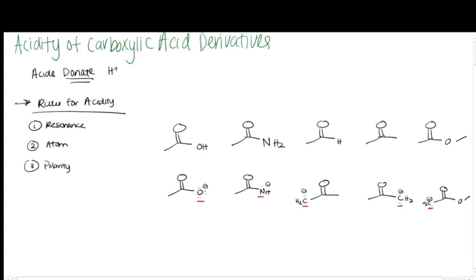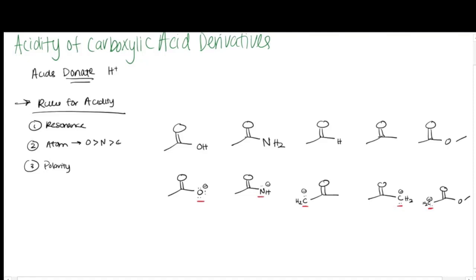The first thing you really want to take note of is resonance, because when you move around electrons, that allows the hydrogen to leave. The next thing you want to look at is atoms. The larger the atom is, the better it is for acids. So we know that goes oxygen, nitrogen, and carbon.